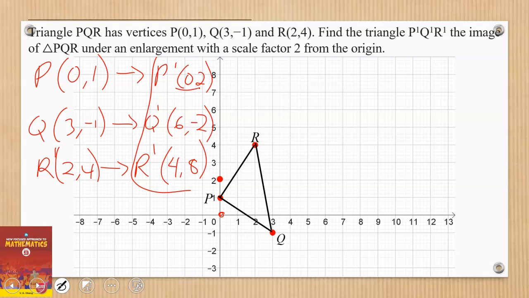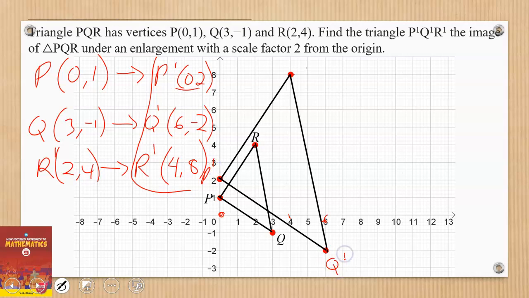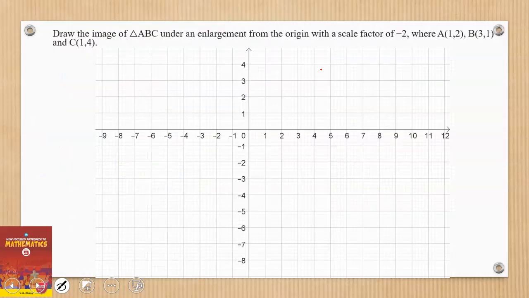Now Q prime is (6, -2). 6 is here, and -2 goes down, so we get our point here. Then (4, 8): 4 is here, 8 is up somewhere here. And so we get that. When we join them together again, we'll have the image like this. So this is our P prime, this is our Q prime, and this is our R prime. And that answers the question. Good. Let's take another example and see.